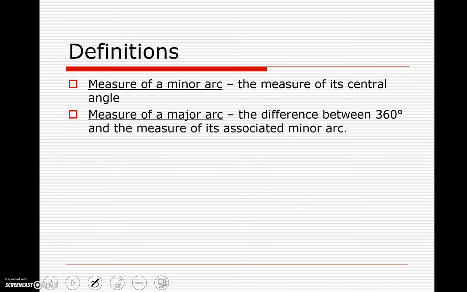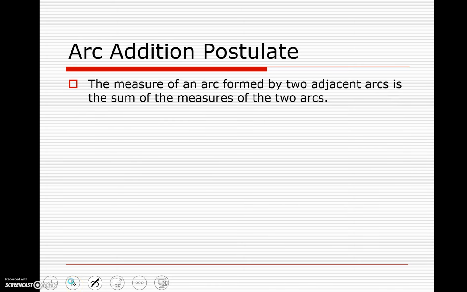So what we can do is find measurements of these minor and major arcs. So let's first start with our measure of the minor arc, and that's whatever its central angle is. To find the major one, you can find whatever the remaining central or minor arc is and subtract it from 360. So we'll see an example of that in about a second or so. Let's first take a look at one more postulate that we might need to use.